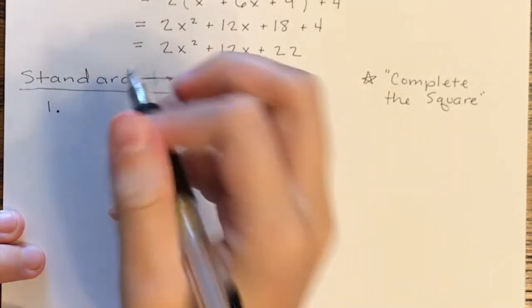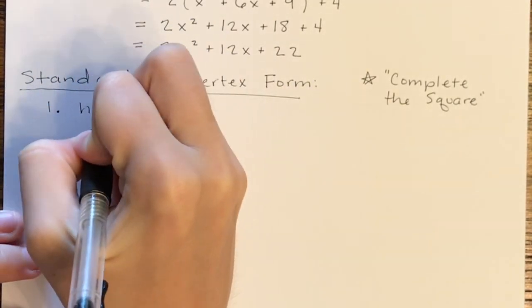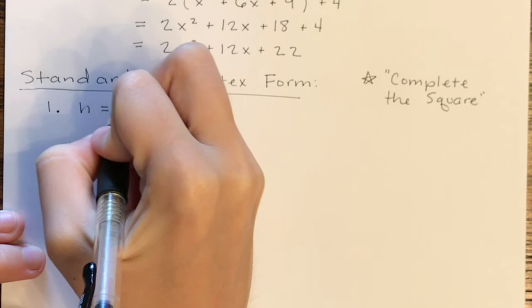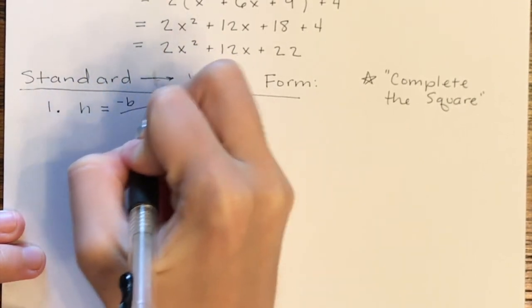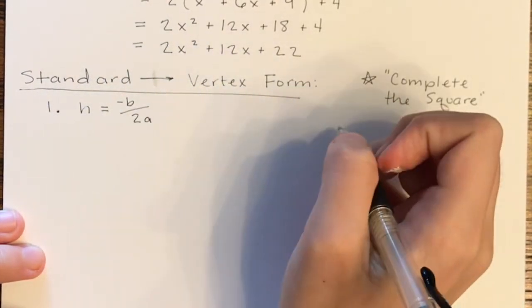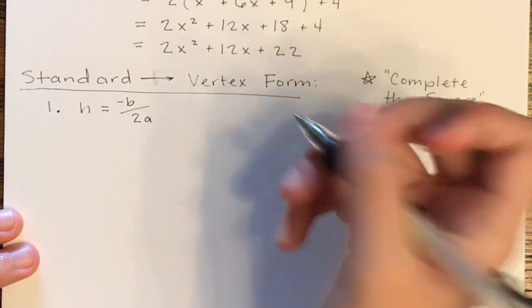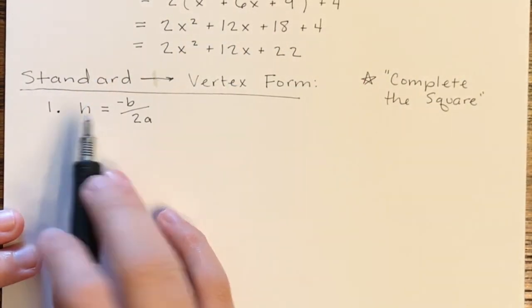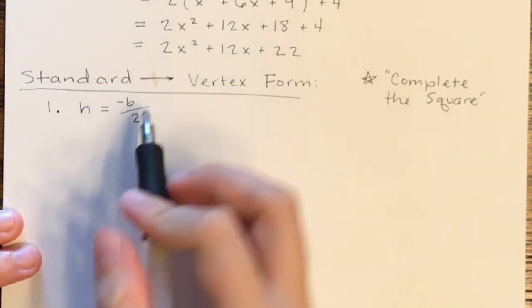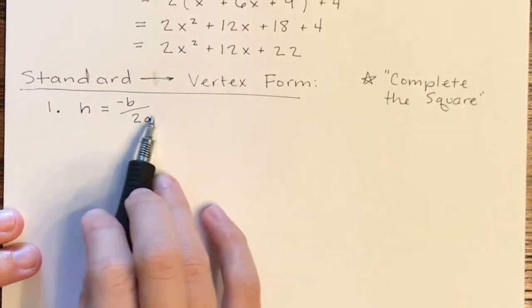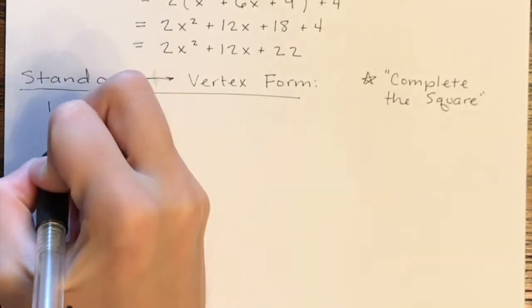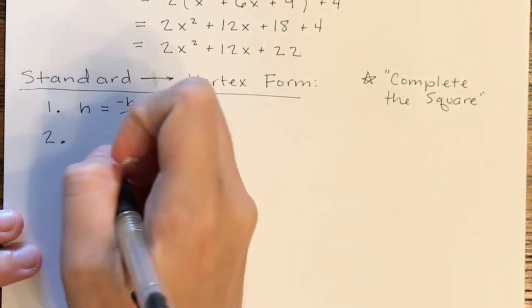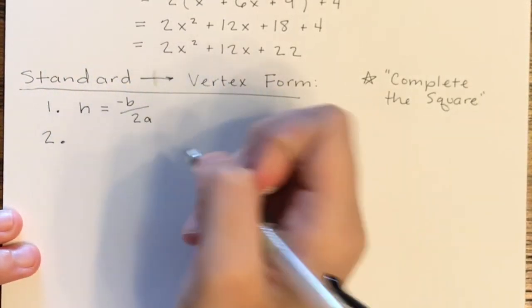The nice thing is that it's a shortcut. The not nice thing is that it means we have to memorize some stuff. I don't love asking y'all to memorize things, but we have to do that here, unfortunately. So the first step is to find h by computing negative b over 2a. Then using that h value to find k.